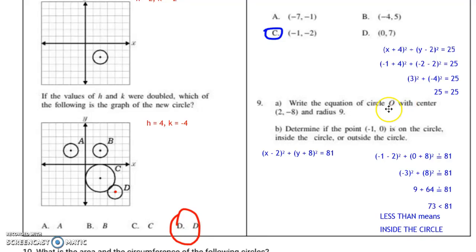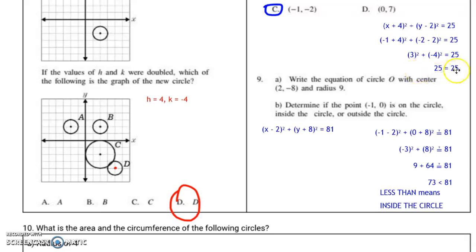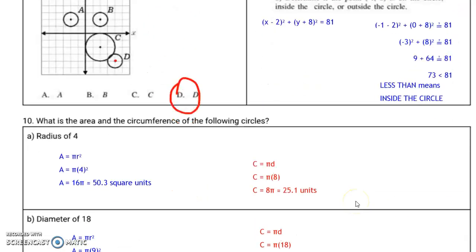For question number 9, it asks us to write the equation of a circle. If you remember in class, we tried to determine whether a point is on a circle, inside the circle, or outside the circle. We just talked about how if the two numbers are equal, it tells us that it is on the circle. If this number is smaller than the radius squared, that means it's inside the circle. And if this number were to be 100 or 1,000 or 1,000,000,000, then that number is bigger than the radius squared, which means it's outside the circle.